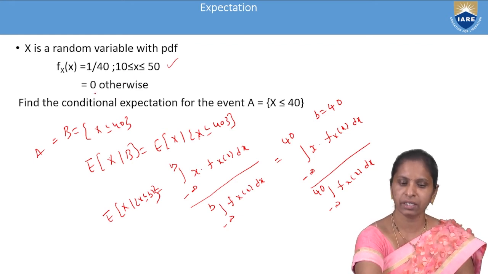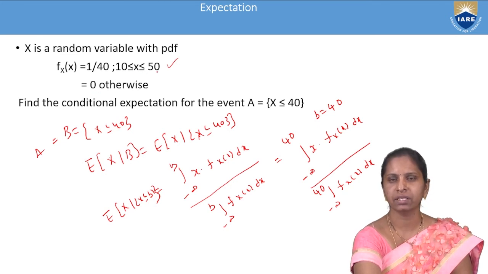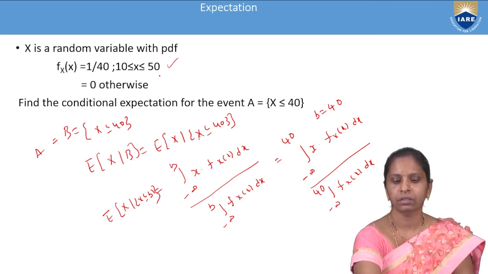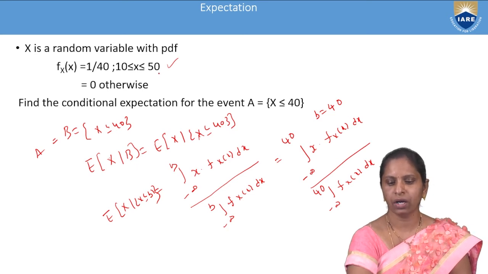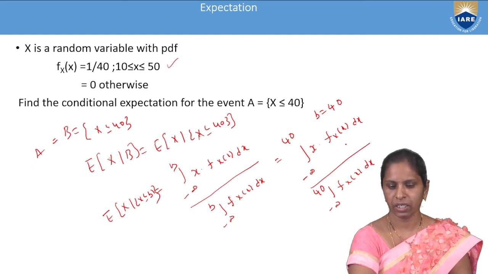When x is less than 10, it is 0. That is, when x is from minus infinity to 10, it is 0, and when x is from 50 to infinity, it is 0. So how do we take the lower limit? Because from minus infinity to 10 the density function is 0. So what do I write here?